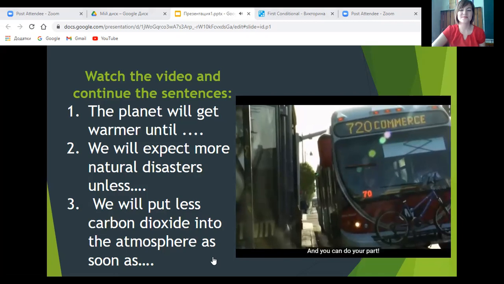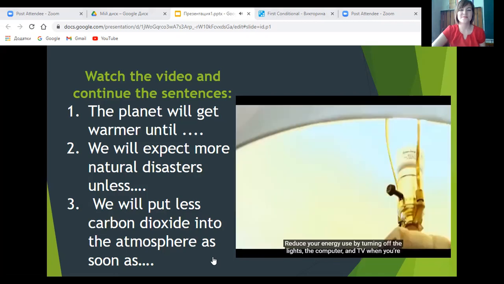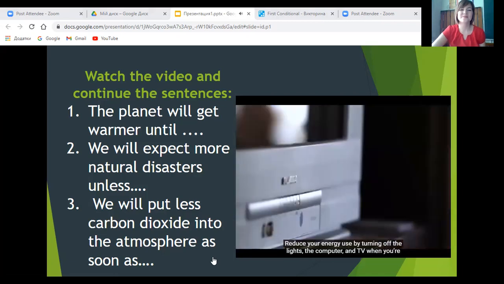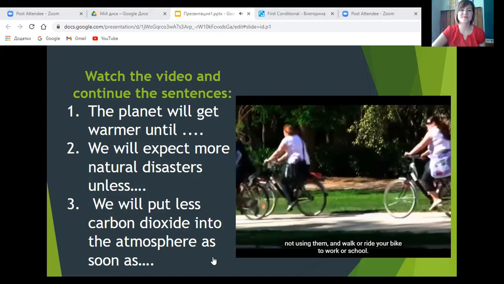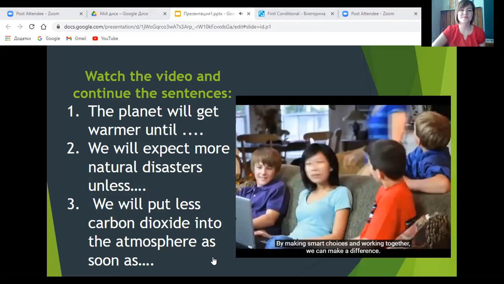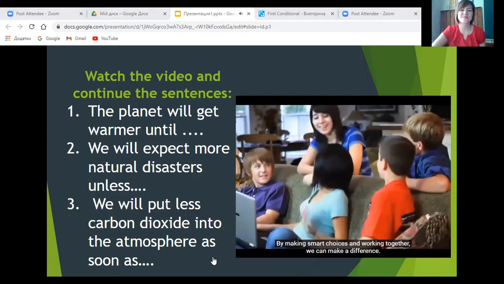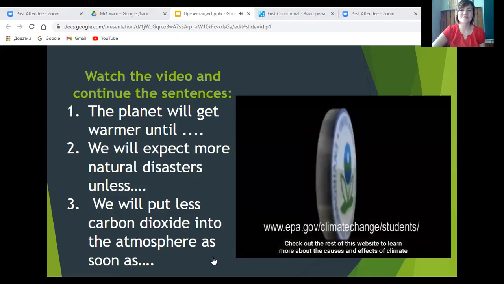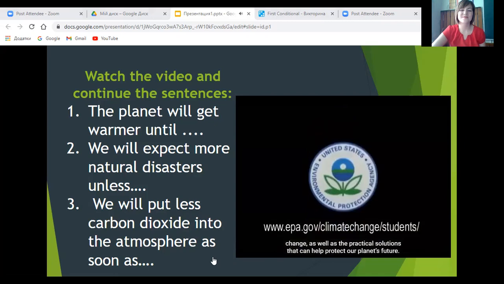And you can do your part. Reduce your energy use by turning off the lights, the computer, and the TV when you're not using them, and walk or ride your bike to work or school. By making smart choices and working together, we can make a difference. Check out the rest of this website to learn more about the causes and effects of climate change, as well as the practical solutions that can help protect our planet's future.